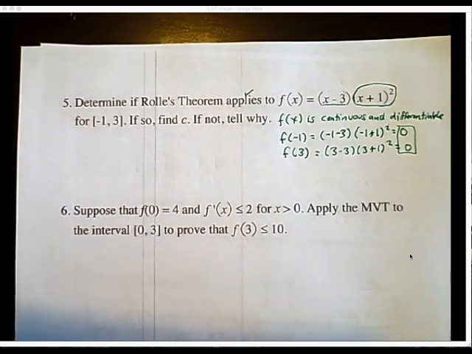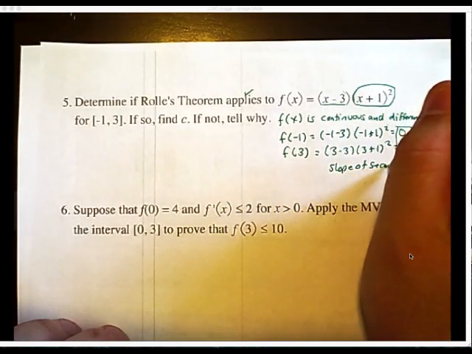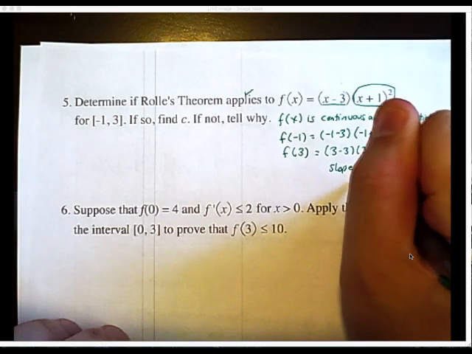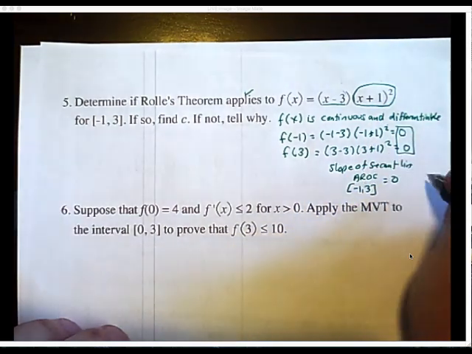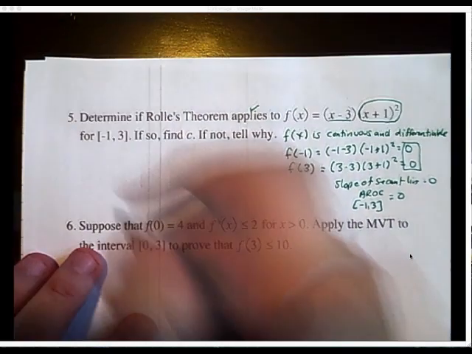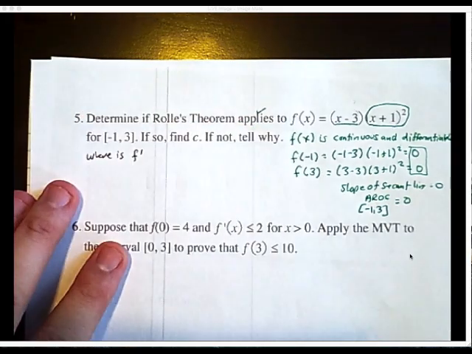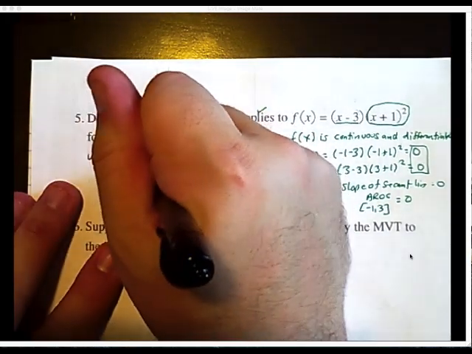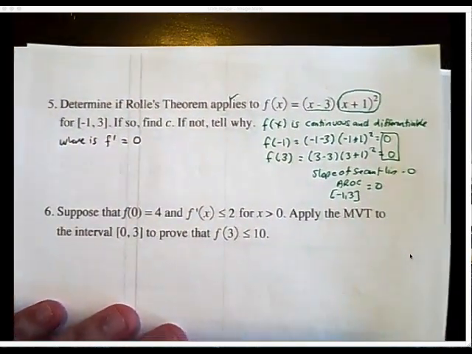So I know right away that the slope of the secant line, or the average rate of change between negative 1 and 3, is going to be 0. Now I got to figure out where is the slope of the tangent line, which we call f prime. So where is f prime equal to 0? So let's figure out what f prime is.